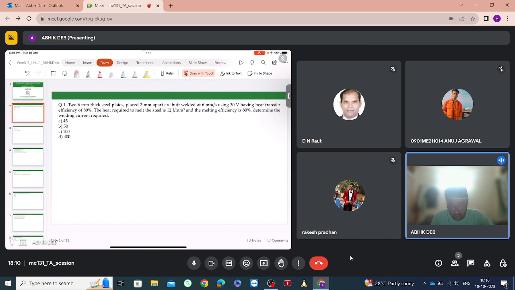The first will be a numerical related to the butt welding process. The question is: two 6 mm thick steel plates placed 2 mm apart are butt welded at 6 mm per second using 30 volt, having heat transfer efficiency of 80%. The heat required to melt the steel is 12 joule per millimeter cube and the melting efficiency is 80%. Determine the welding current required.